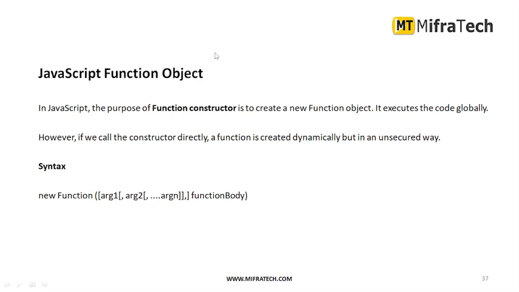JavaScript function object. In JavaScript, the purpose of the function constructor is to create a function object. It executes the code globally. However, if we call the constructor directly, a function is created dynamically but in an unsecured way, and it can lead to a crash. We have to create a new function object, then write the code. Syntax: new Function, arguments, then the function body, then the coding part to be executed.